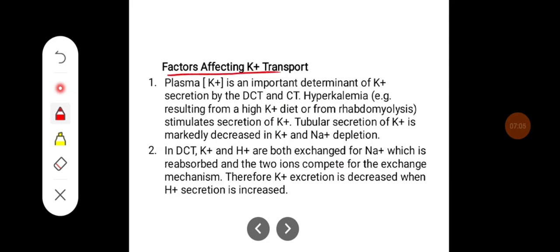Factors affecting potassium transport. The plasma potassium is an important determinant of potassium secretion by the DCT and CT. Hyperkalemia, for example, resulting from a high potassium diet or from rhabdomyolysis, stimulates secretion of potassium. Tubular secretion of potassium is markedly decreased in potassium and sodium depletion.